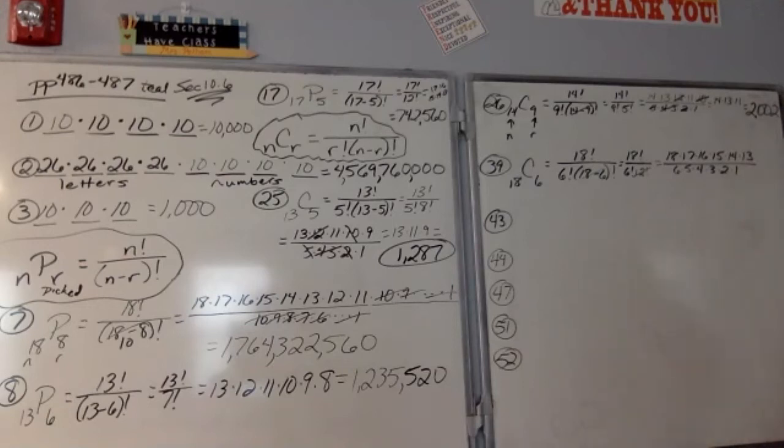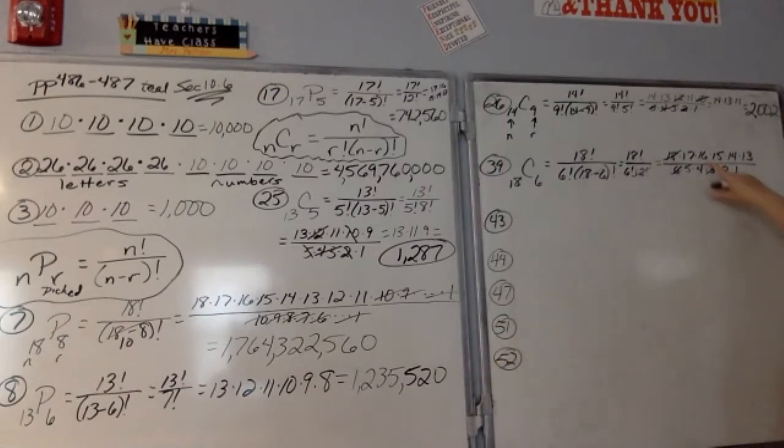You look for things that you can cancel. What's something that I can cancel out from the bottom and the top? Anybody? 6 times 3. 6 times 3 would cancel out the 18. Now, I'm not going to be able to cancel anything with 17. 17 is a prime number, so that one's still going to be there.